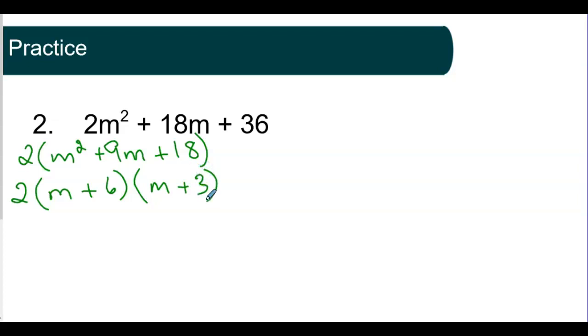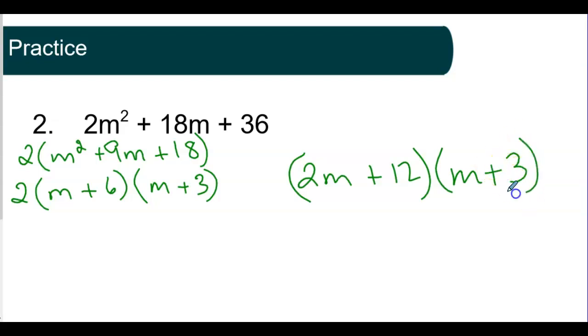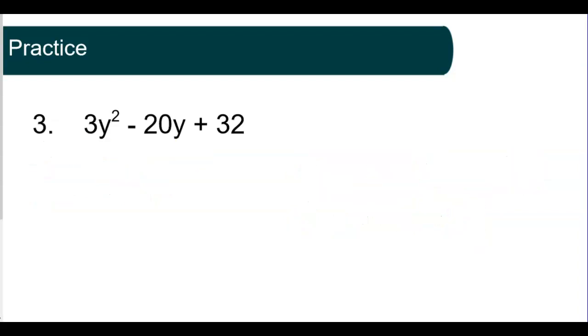If you did this the other way and you ended up with something like (2m plus 12)(m plus 3), remember to fully factor, you'd want to pull out that common factor of 2 in the first binomial. And this would be the fully factored form. Hope you caught that. And the last one.